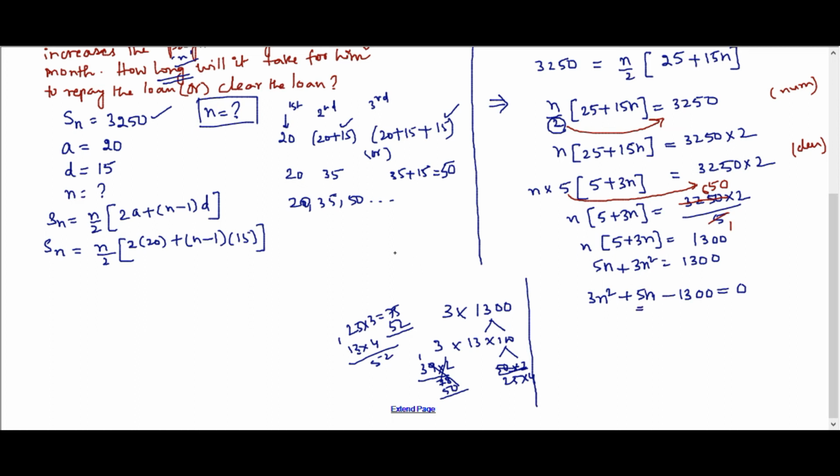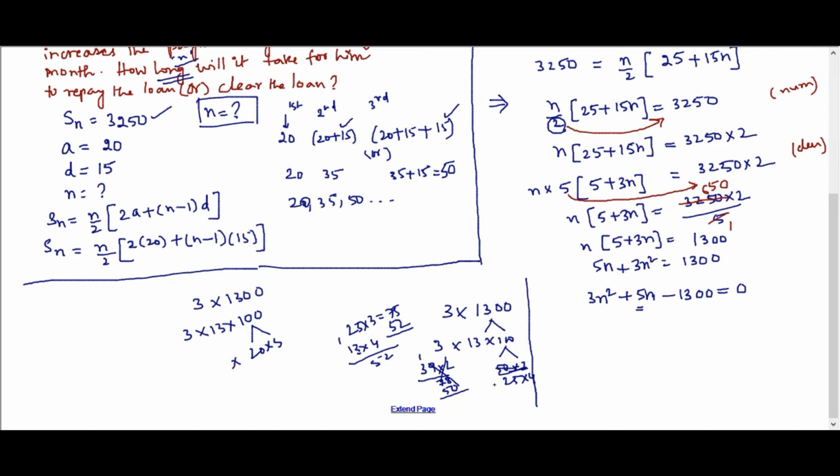What else we can do? We have this space for working. I'm just doing working here. 3 into 1300 is what we got, right? 3 into 13 into 100 you can write. Yeah, then you can write this as 100 can be written as 20 into 5 also, correct? We tried with 25 and 4, it's not working. We tried with 50 and 2, it's still not working. So let's try with 20 into 5 into 13 into 3.